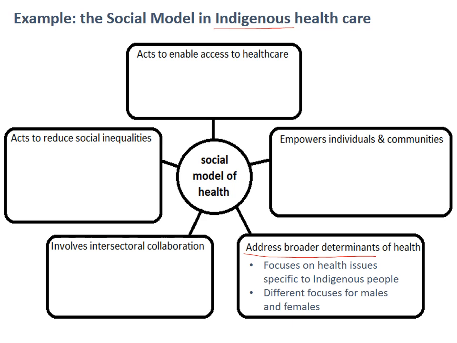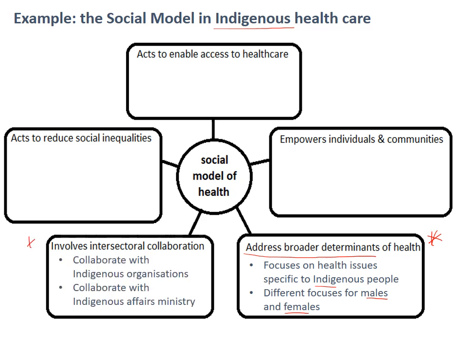So the fact that the government has specific programs for Indigenous people is an example of addressing these broader determinants. They have acknowledged that Indigenous people have different health issues sometimes to non-Indigenous people. So the fact that they have different programs is an example of this. And then within that, they might even say, okay, Indigenous males and Indigenous females have different health needs. So we're also going to provide different programs based on males and females.